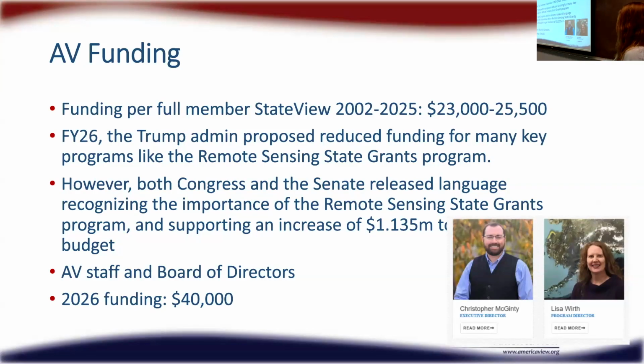So the funding isn't stellar. For a full member over the last 23 years, it's roughly been $23,000 to $25,000. And then the Trump administration recently proposed reducing the funding for many of these programs, like the Remote Sensing State Grants Program. However, due to the advocacy and building relationships with legislators, both Congress and Senate released language recognizing the importance of what we do and actually wanted to increase the funding amount. And so as of this year, 2026, our funding has risen to $40,000 for each state.